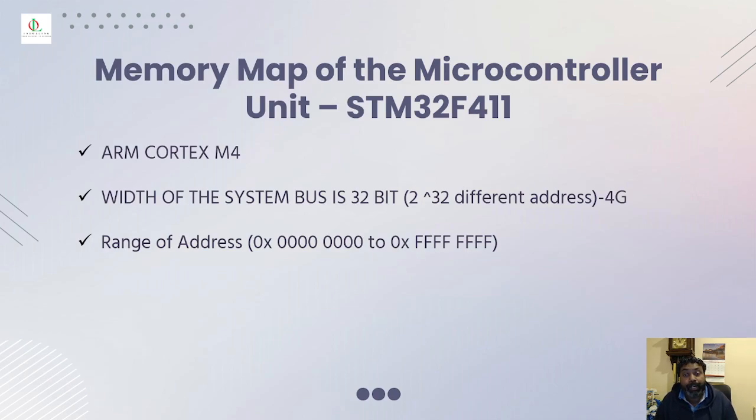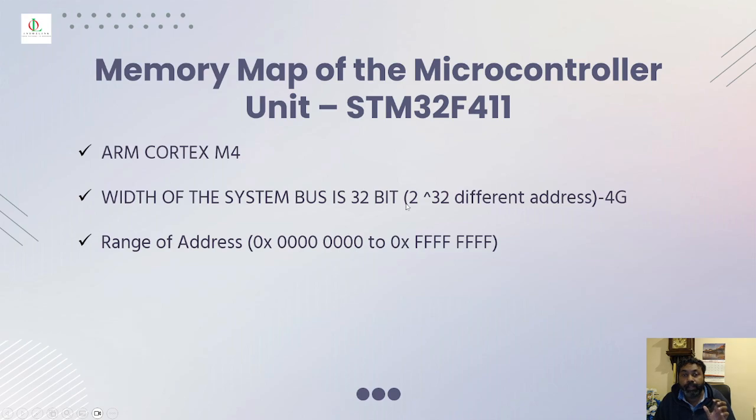So let's get into the memory map of the microcontroller unit, the STM32F411. That's the microcontroller that we are using. It's based on the ARM Cortex M4 processor. The processor is STM32F411. The board that I showed you in the other class is the STM32F411 Nucleo board, and the architecture we are using is the ARM Cortex M4. And the width of the system bus is 32 bits. As you learned yesterday, these are the 32 bits.